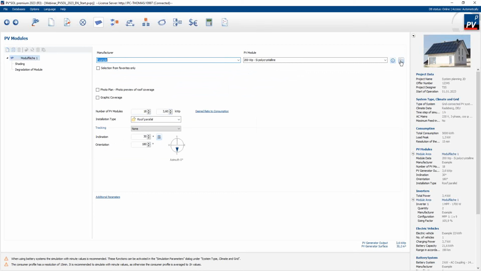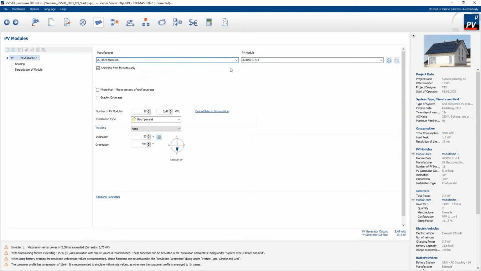And then you are in the PV module database as we have shown you before. Okay, we would like to use the module from LG. And what else we can see, these are the 2 options: the digital image with a reference measurement, and the other option with a bird's eye view from above.